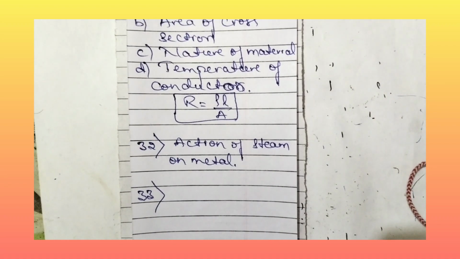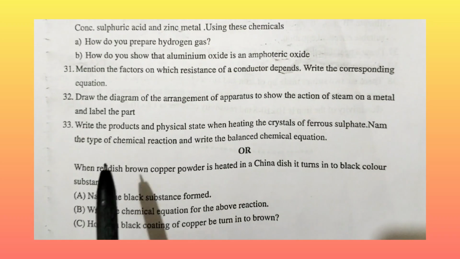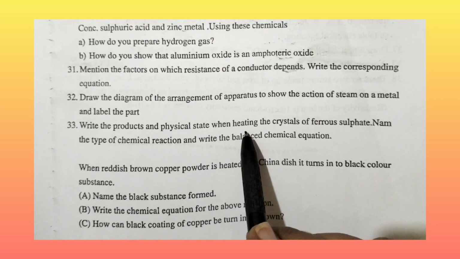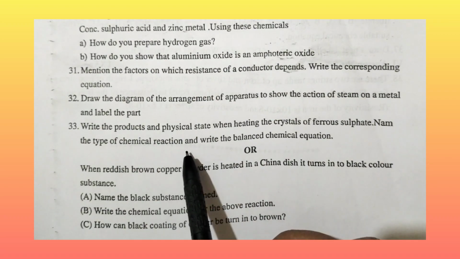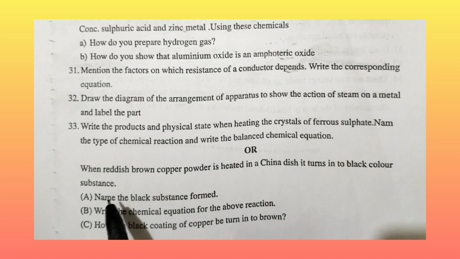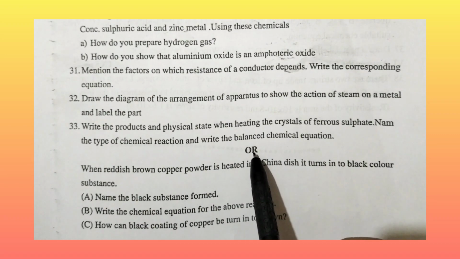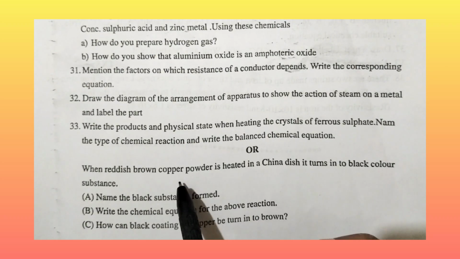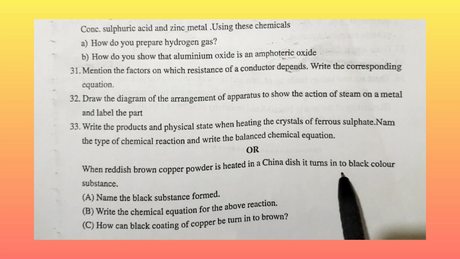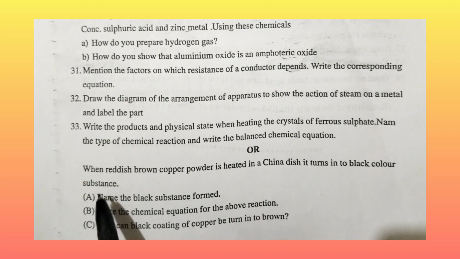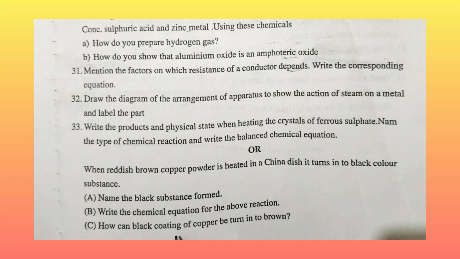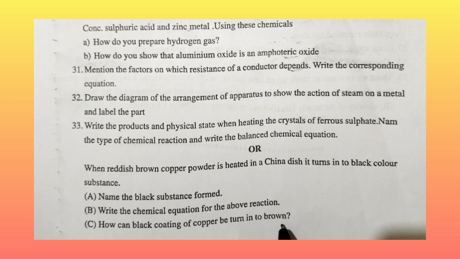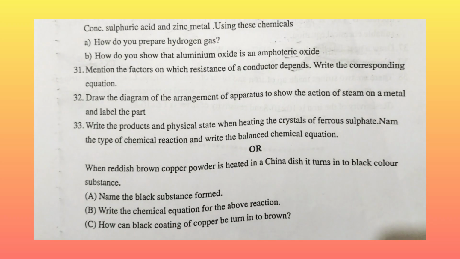Question number 33 has internal choice questions. Write the product and physical state when heating the crystals of ferrous sulfate. Name the type of chemical reaction and write the balanced chemical equation. For that, one more internal choice question is there. When reddish brown copper powder is heated in a china dish, it turns into a black colour substance. Name the black colour substance formed. Write the chemical equation for the above reaction. How can the black coating of copper be turned into brown? Let us answer all three questions.